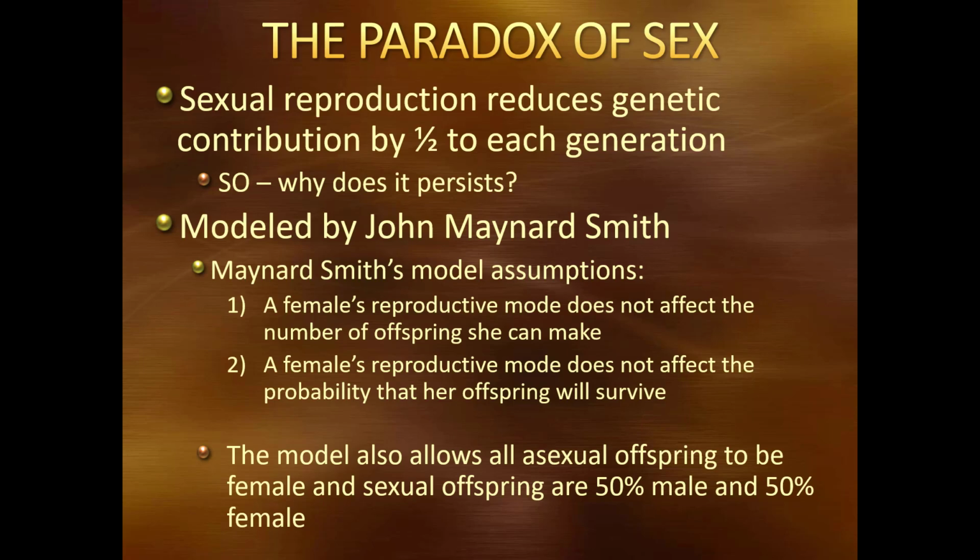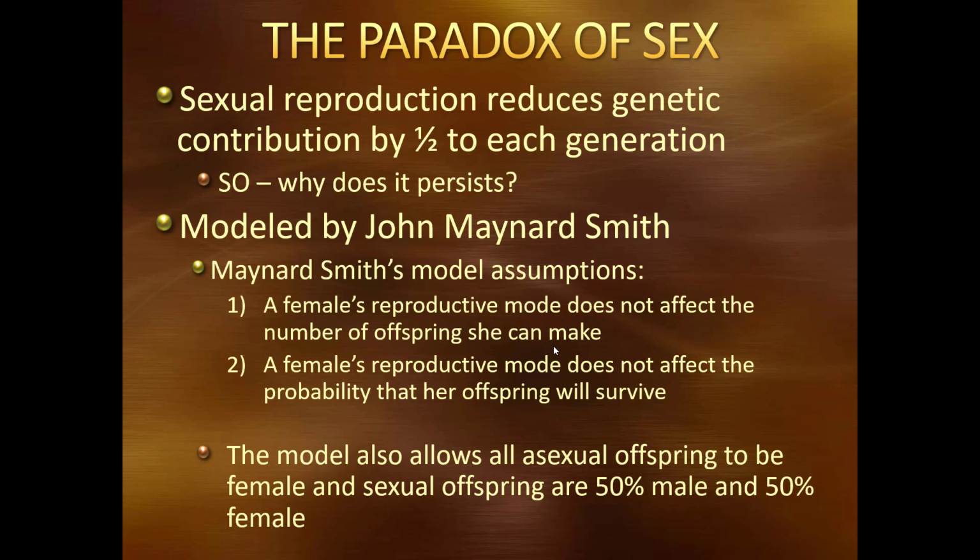One of the early folks that looked at this was John Maynard Smith, a mathematician and biologist, and he came up with some models. One of his early models has a couple of assumptions. First, a female's reproductive mode does not affect the number of offspring she can make. So we're comparing an asexual female who's cloning herself to a sexual female who's reproducing sexually, and we're going to look at their fitness.